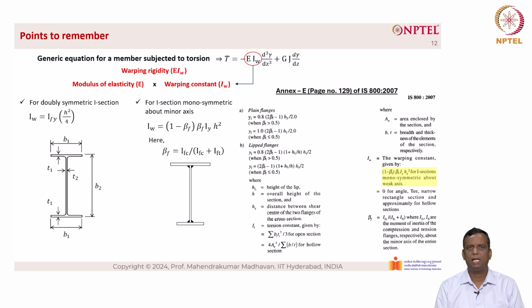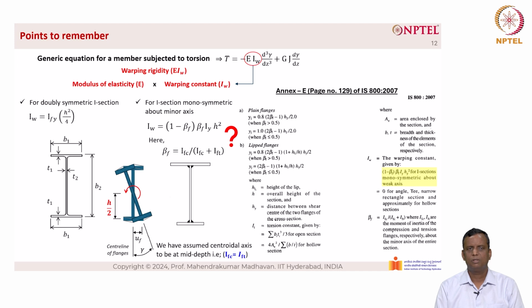But now how do we relate monosymmetric cross sections to doubly symmetric cross sections? So we need to find out the value of beta sub f. For doubly symmetric cross sections, IFC equal to IFT, which means that beta equal to IFC by 2 IFC, which will indicate beta sub f equal to 1 by 2. Right? So when we substitute 1 by 2 in the above equation, we have 1 minus 1 by 2 into 1 by 2 into Iy into h square. So this gives rise to the value IW equal to Iy into h square by 4.